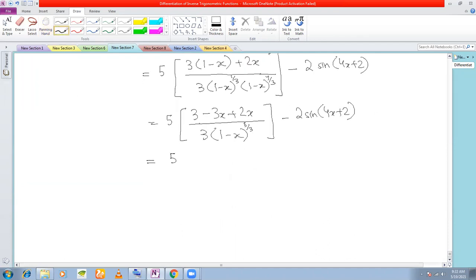So you get 5 times in the numerator. What are you getting? 5 by 3 you take out, and here you're getting this (1 minus x) to the power of 5 by 3. You write it in the numerator, so the power becomes negative. And this one here, 3 minus x minus twice sine(4x plus 2), and that is what was required for you to prove.